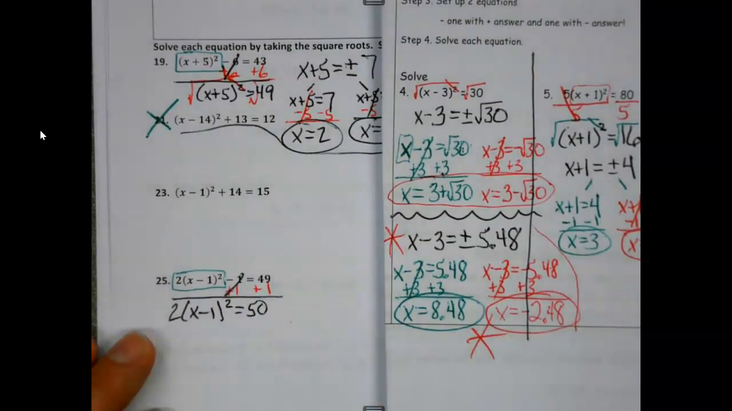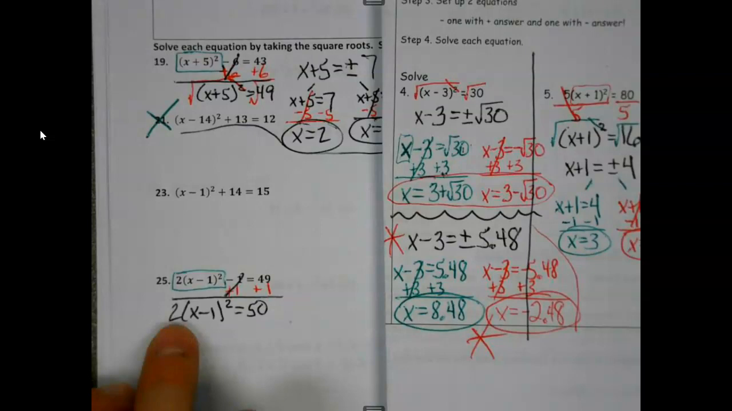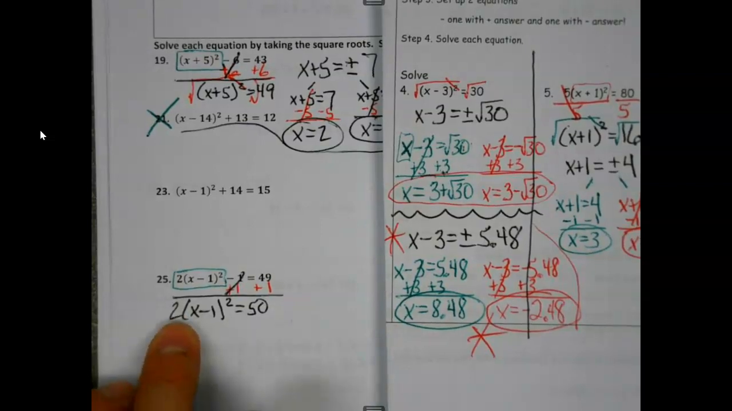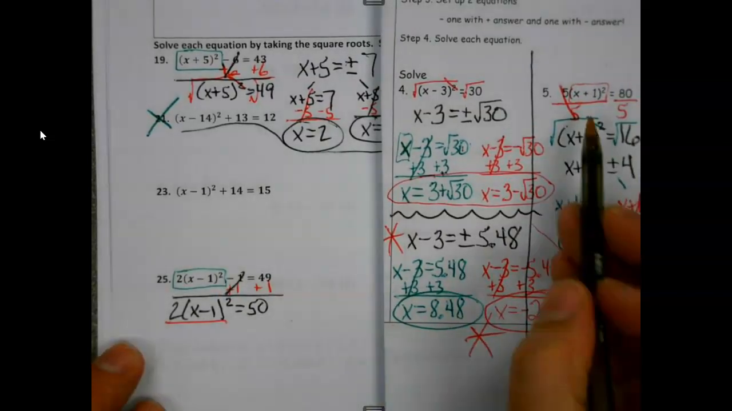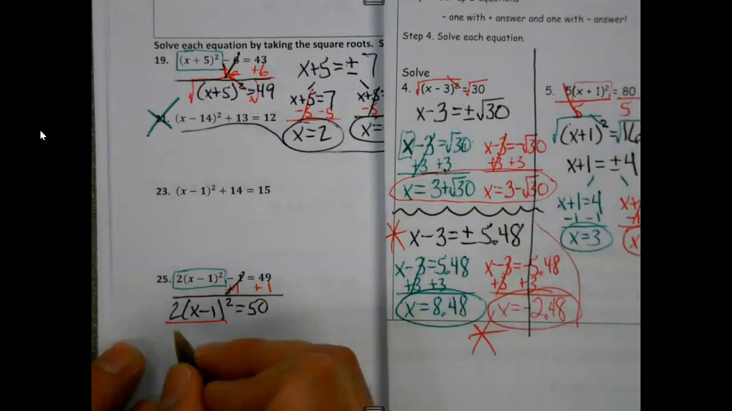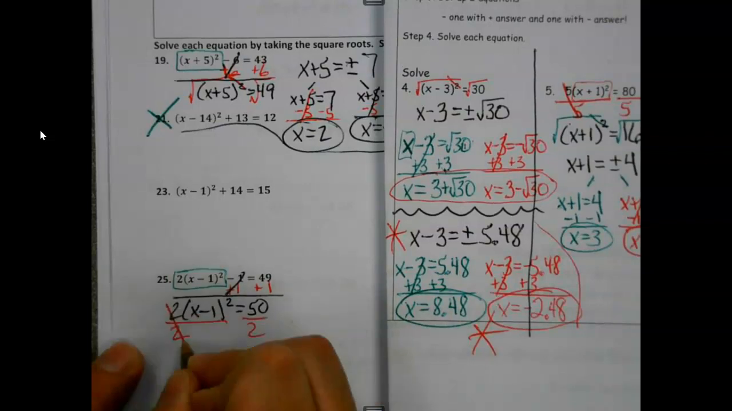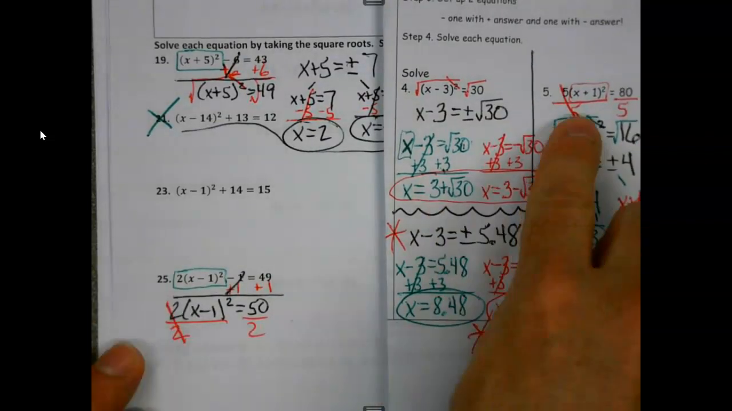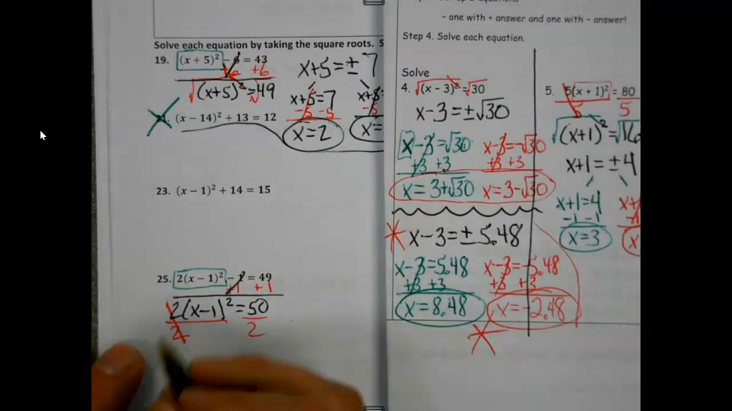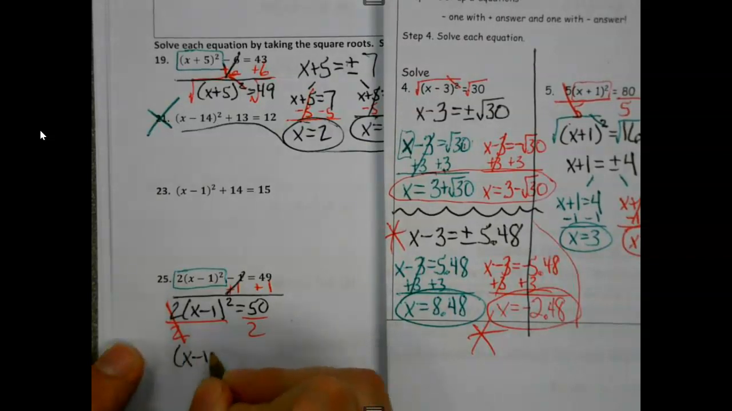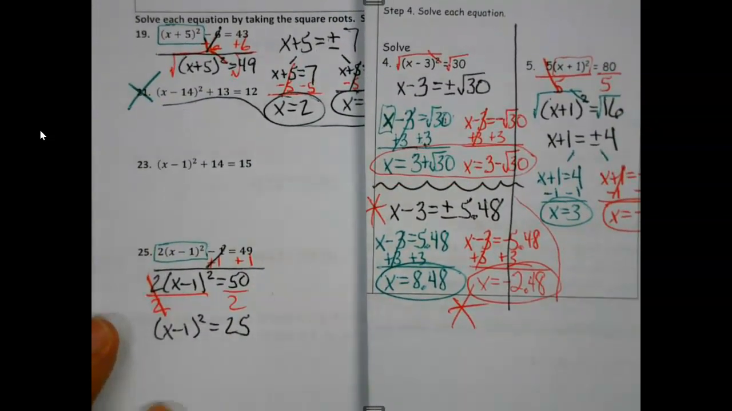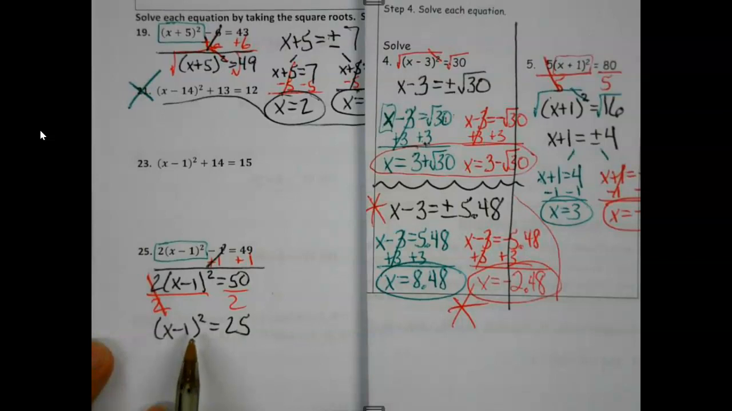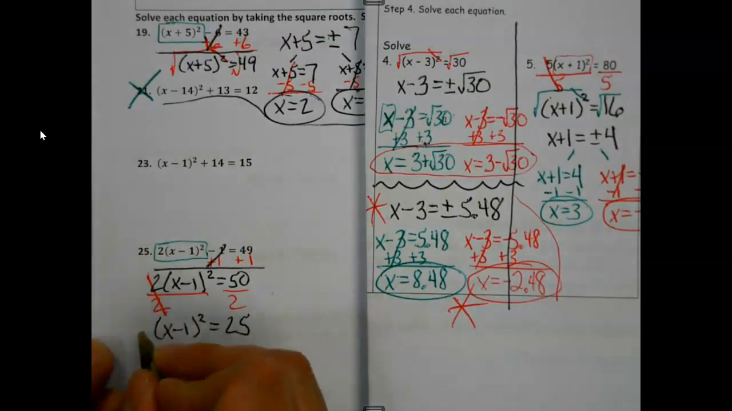Now this time, I'm not ready after the first step to go already because I've still got a number over here in front of my radical, sort of like we did on this one in the example. So we're going to divide by 2, like we did divide by 5 over here, both sides, still an equation. And now we're ready to do our square root step because this is completely isolated.